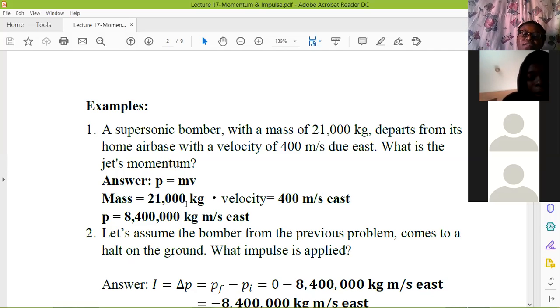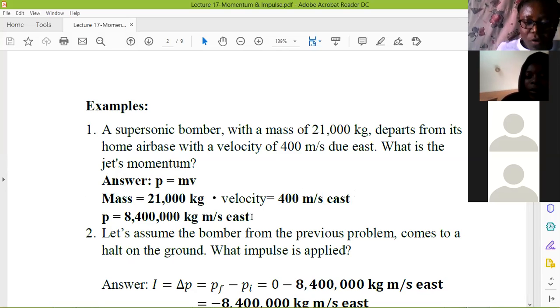So we are given the mass and we are given the velocity. It's asking us to calculate the momentum. So the momentum is equal to the mass times the velocity. If we plug in, the mass is that, and the velocity is that to the east. So we calculate that, and remember we said that momentum is a vector, so it should have the same direction as the direction of the velocity.